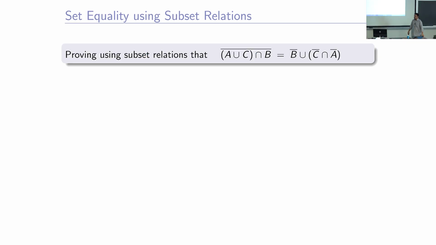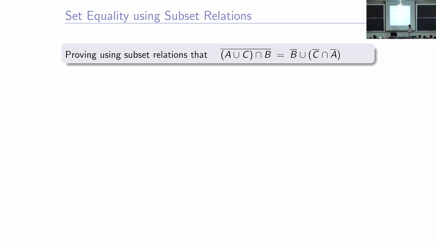Okay. So let's just prove this thing, but pay attention. The intersection of A union, the complement of A union C intersection B, is equal to B complement union C complement intersection A complement. So it looks like it's true, right? It seems to be an application of the distributive law and De Morgan's law, right?